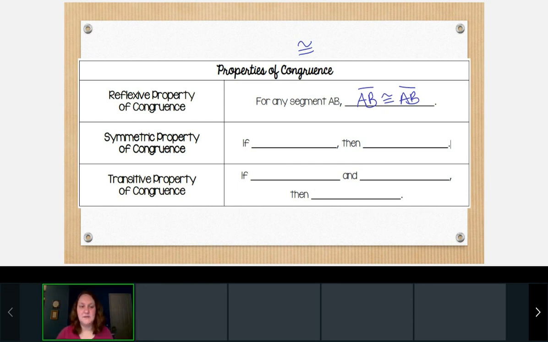The symmetric property of congruence is very much like the symmetric property of equality, but it's for segments or angles or measures. It's not for numbers. So for example, I could say segment AB is congruent to segment BC. The symmetric property of congruence says you're allowed to flip-flop those.